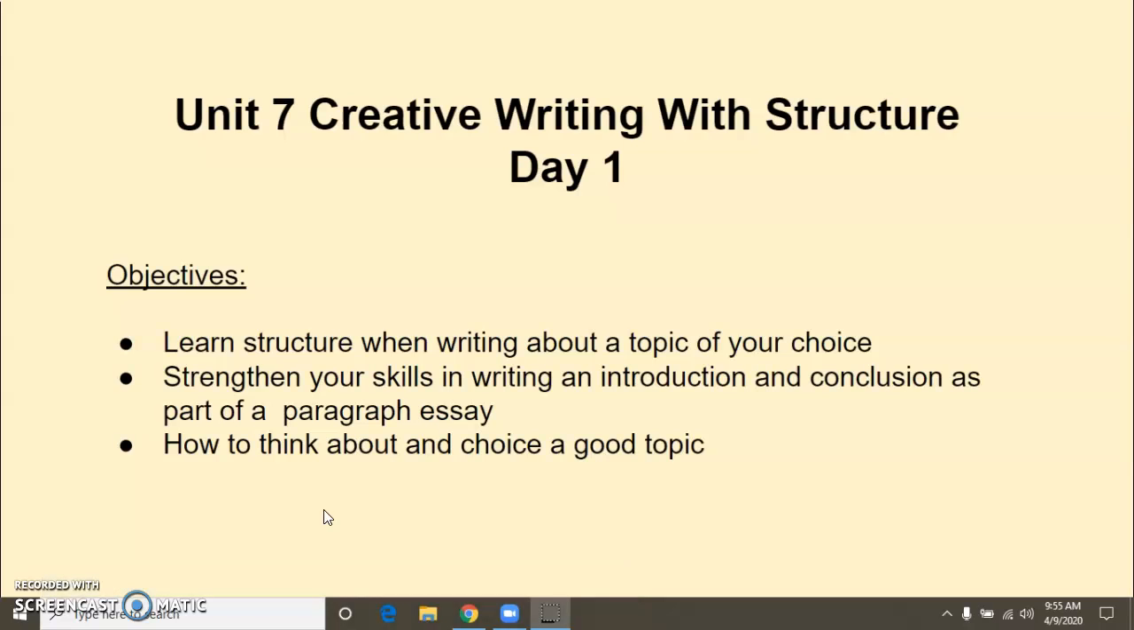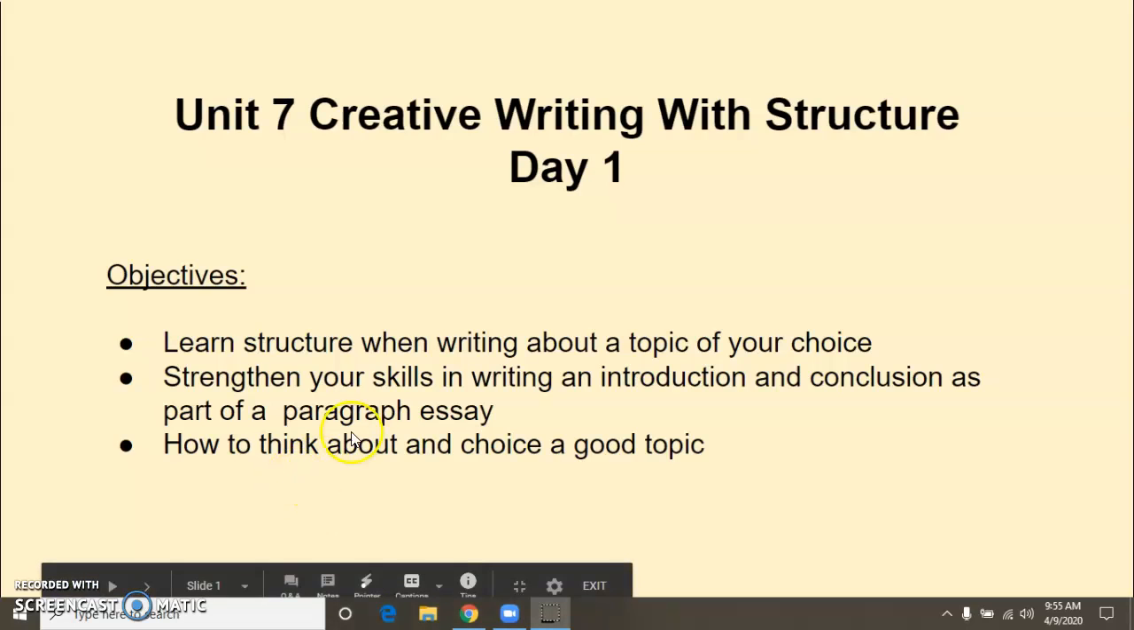We will begin Unit 7 called Creative Writing with Structure. We will not be working with a story or an article, but from what we already know and what already interests us. So to start, we need a topic. How do we pick a good topic?